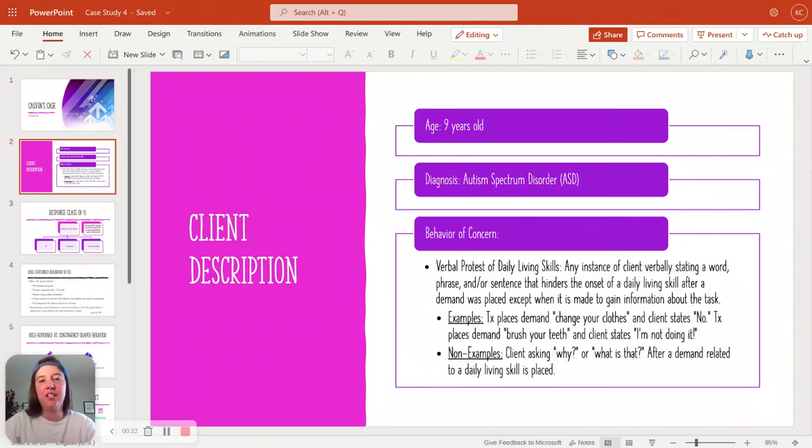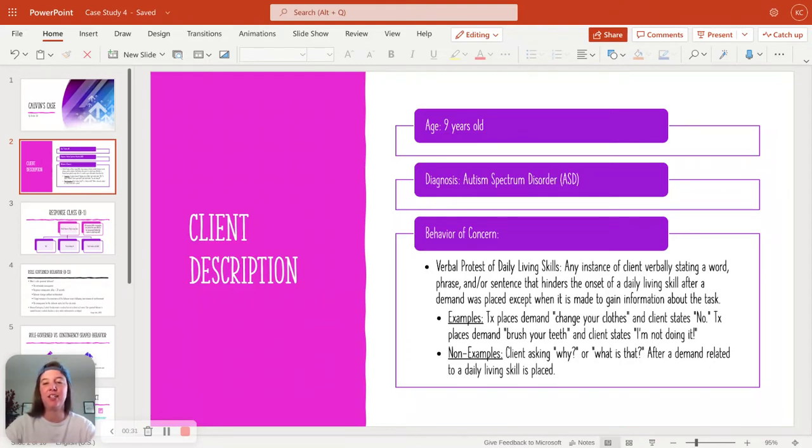Now, Calvin is 9 years old, and he's been diagnosed with autism spectrum disorder. He comes to clinic half days, so he comes from 12:30 to 4:30 for 4 hours a day, 5 days a week. His behavior of concern is verbal protest of daily living skills.